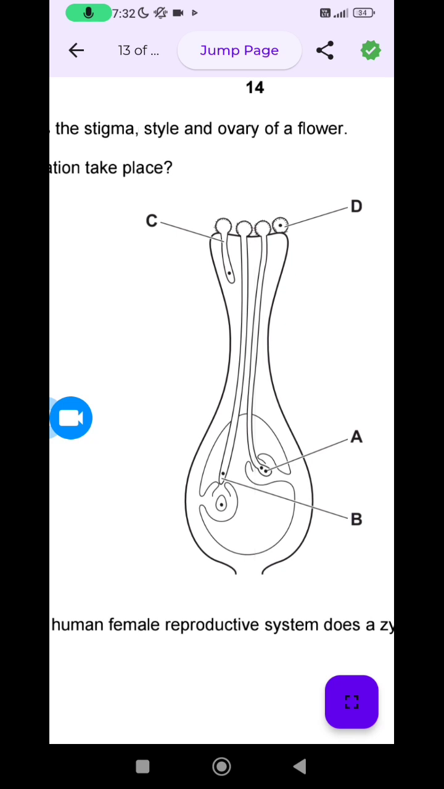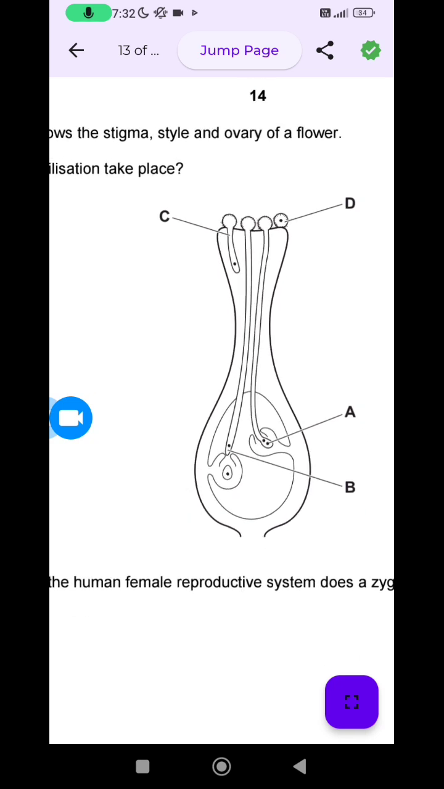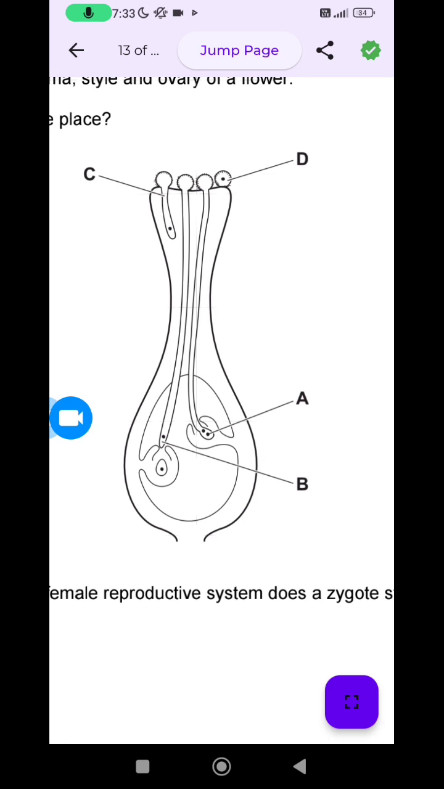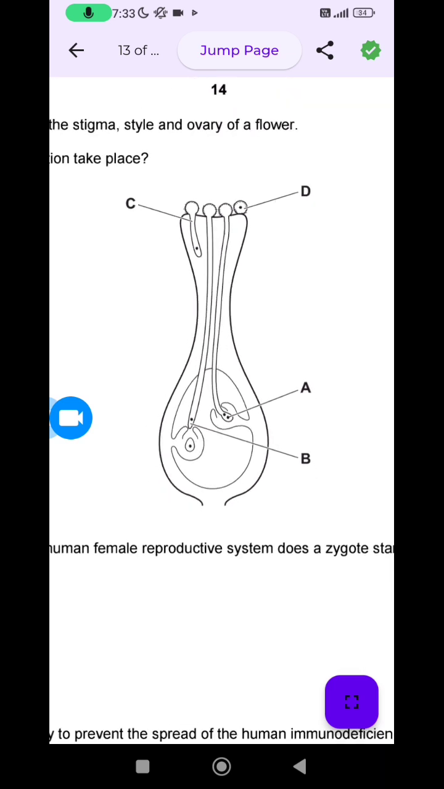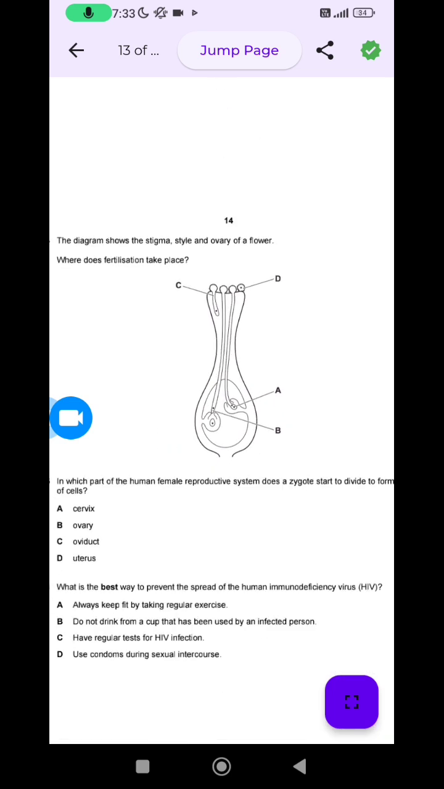The nucleus has not met the egg. So the sperm nuclei has not met the egg yet, so we cannot say that fertilization will take place here. But we can clearly see that in A, the egg and the sperm nuclei have met together, so fertilization will take place in A, but they have not met together in either B, C, or D. So A will be the correct option.